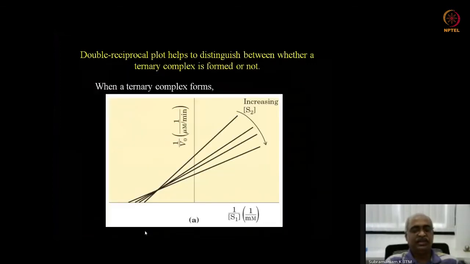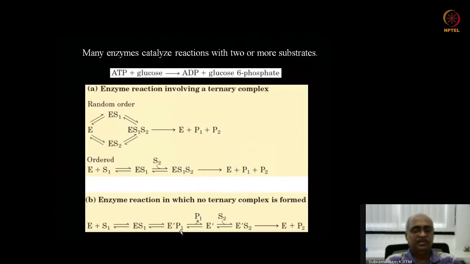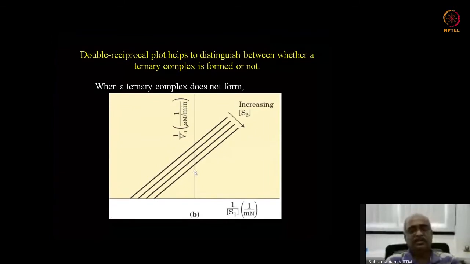And due to this, you get parallel lines for the situation where there is no ternary complex. The Km by Vmax does not change at all. So only the velocity itself changes. Vmax individually changes because V0 changes. That is because this availability can drive this reaction this way. So therefore, it can speed up the ES breaking down. So due to that, Vmax decreases.